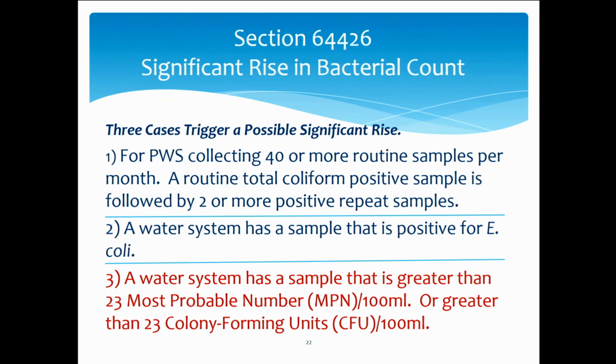Yeah, it's just on the repeats, right? Not the routine samples, except for the additional routine samples. It's only on the repeat samples that we're going to require density analysis. You have to enumerate, again, only on repeat samples, so if you get a total coliform positive sample and you have to take repeat samples, they have to be enumerated, no matter what, until we adopt this, which you'll know.